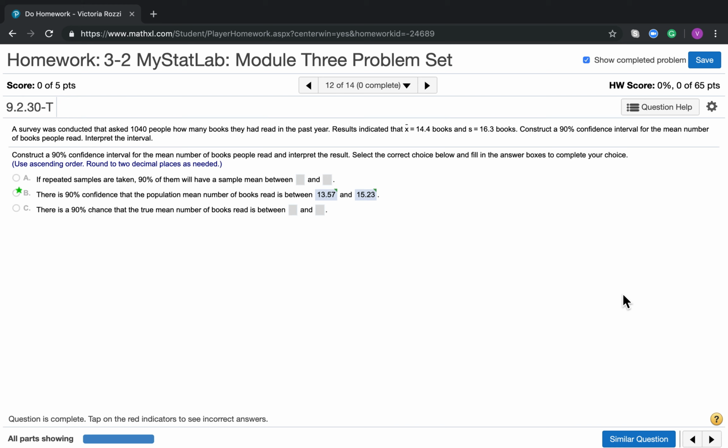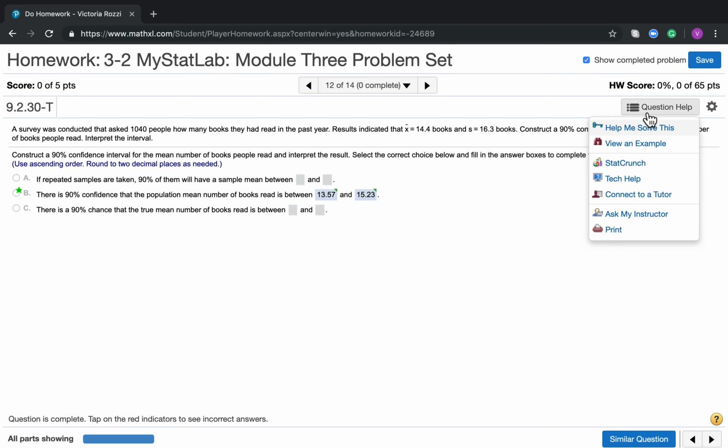It was conducted that asked, and again, your numbers are going to be different, but mine is 1,040 people, how many books they had read in the past year. Results indicated that X bar, which is the sample mean, is 14.4 books, and S, which is the sample standard deviation, is 16.3 books. We're being asked to construct a 90% confidence interval for the mean number of books people read. Okay, so first, do this in StatCrunch.